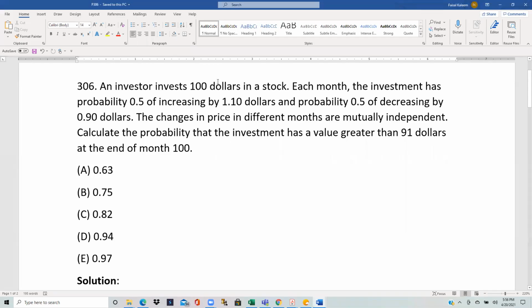An investor invests $100. Each month, the investment has probability 0.5 of increasing by $1.1 and probability 0.5 of decreasing by $0.9. The changes in price in different months are independent. Calculate the probability that the investment has a value greater than $91 at the end of 100 months.